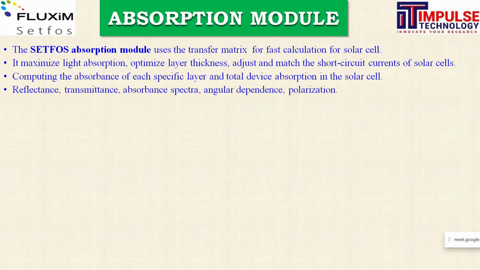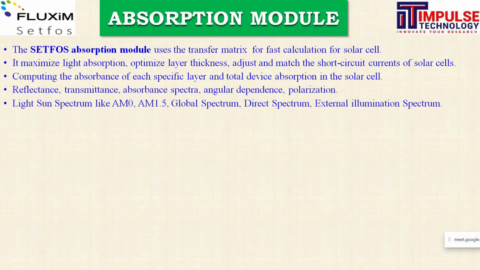You can compute the reflectance, transmittance, absorption spectra, angular dependence, polarizations, and light spectrum conditions: air mass 0, air mass 1.5, global spectrum, direct spectrum, external illumination spectrum.